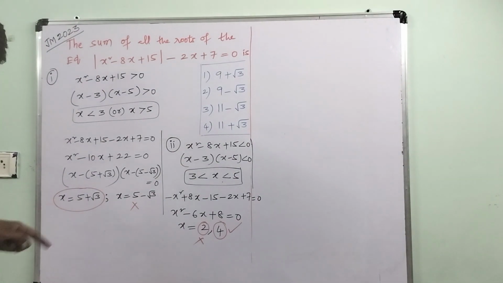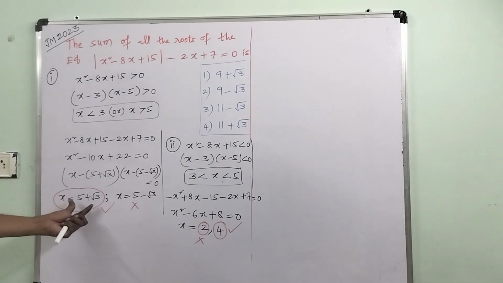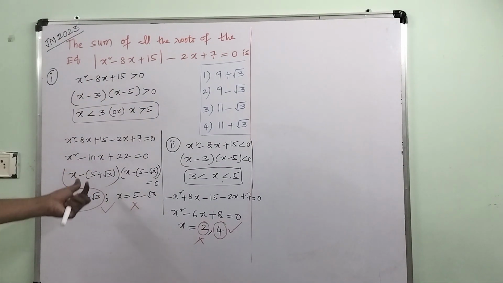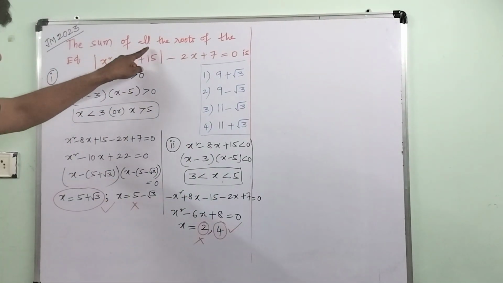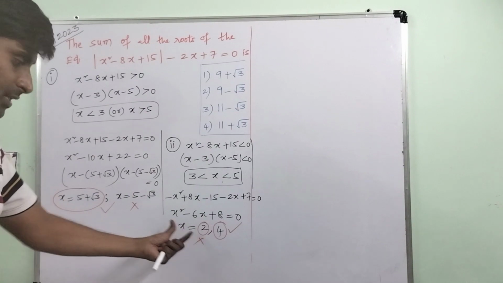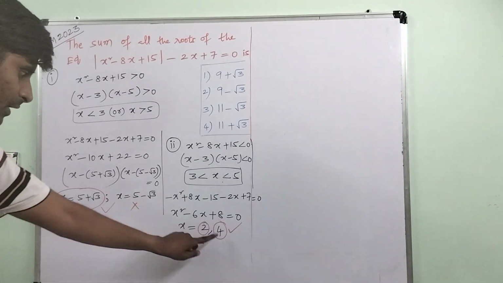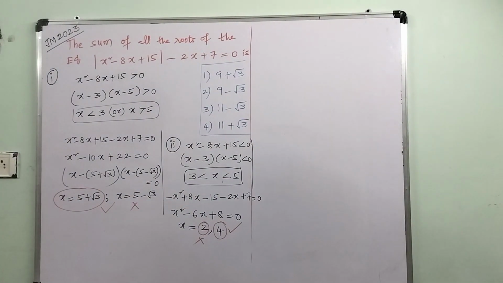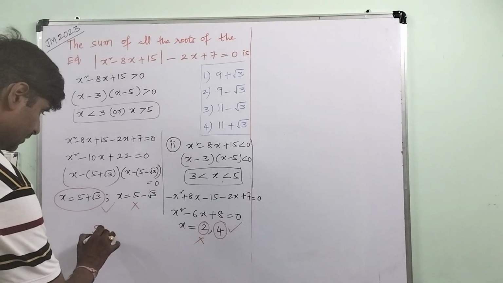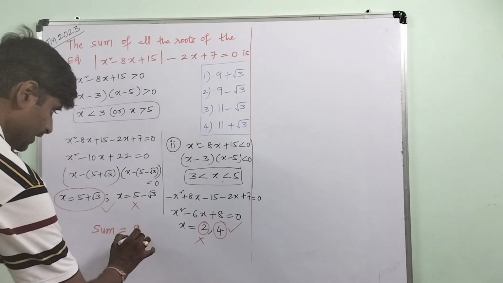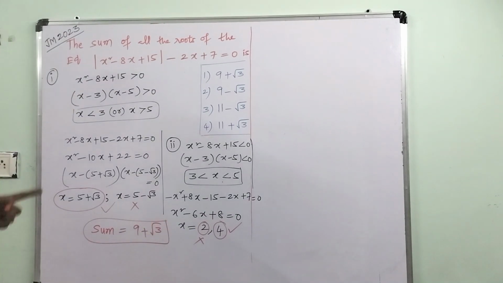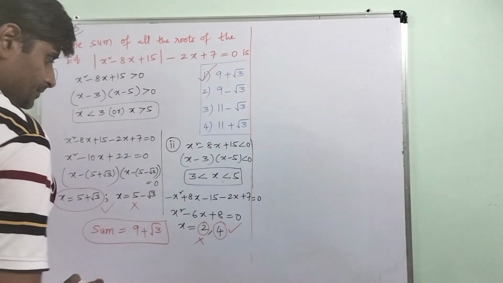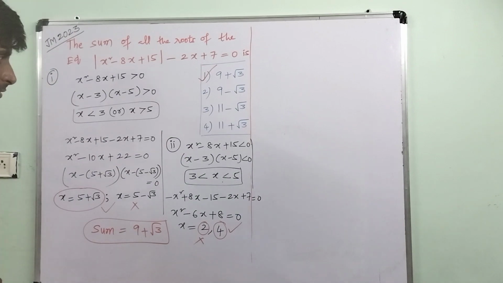That means finally our possible roots are 5 plus root 3 from first case, 4 from the second case. So if you go for adding all possible roots, sum of these two, 5 plus 4, 9, 9 plus root 3 is the required sum of the roots. So hope you understood. 9 plus root 3 is the correct answer. Which option is correct here? Option 1. Right? Hope you understood. Please make a note of it.